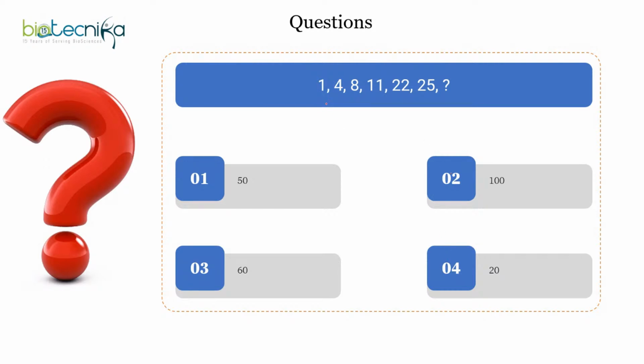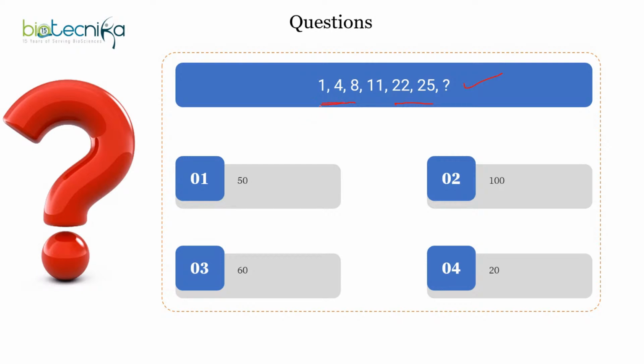There is the question: 1, 4, 8, 11, 22, 25. In the series I have 1, 4, 8, 11, 22, 25. I have to find out the next number after 25. What is the next number after 25? What kind of pattern is going on? What is happening over here?